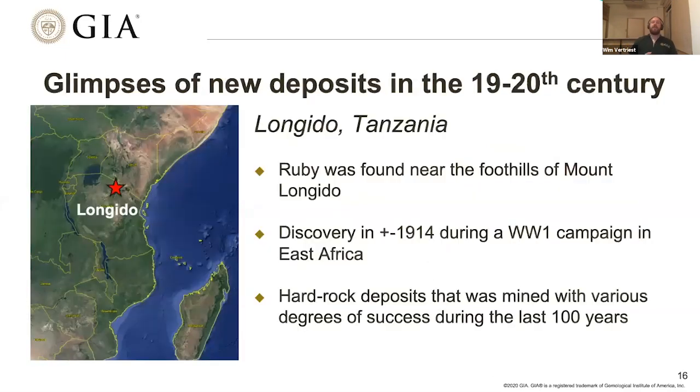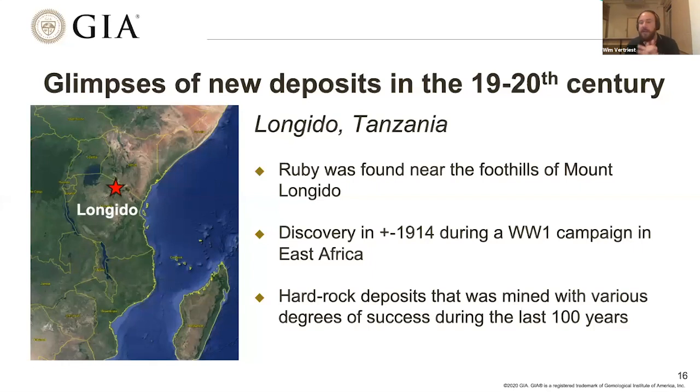Now, of course, in later years, like in the last 2 centuries, we've seen some glimpses of new deposits come in as well. I still consider those old worlds, although they can really trace their history back hundreds or sometimes even thousands of years. But one of those places I want to highlight is Longido in Tanzania. Longido in Tanzania was basically the first ruby discovery on mainland Africa.